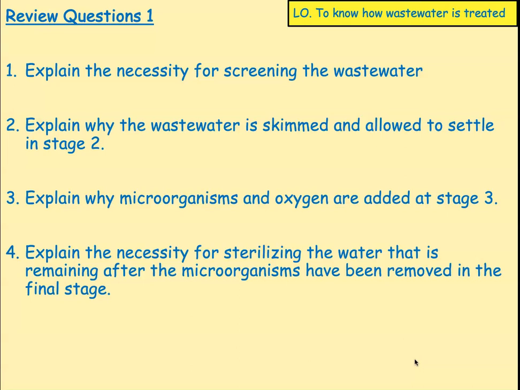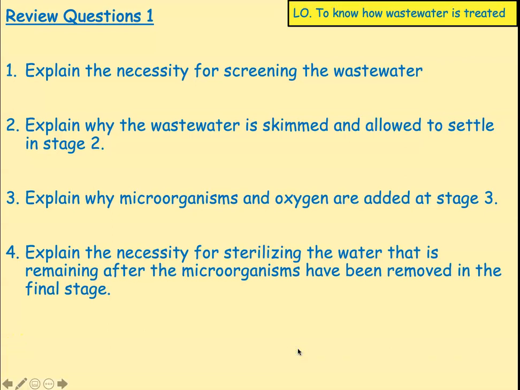Okay, explain the necessity for screening the wastewater. Explain why the wastewater is skimmed and allowed to settle in stage 2. Explain why microorganisms and oxygen are added at stage 3. And explain the necessity for sterilising water in stage 4. So please can you pause the video and try to answer these questions.